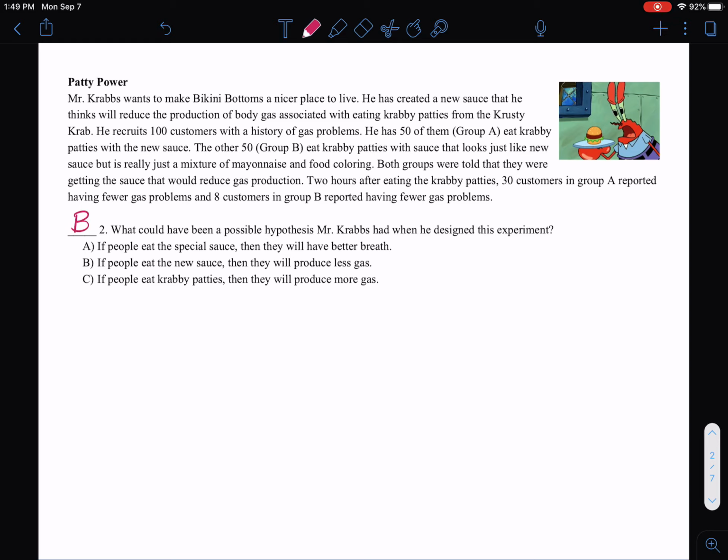So he believes he created a new sauce that will reduce the production of gas. And if people eat the new sauce, then they will produce less gas. The other hypotheses, if people eat the special sauce, then they will have better breath. If he was testing that, yes, that would be a correct hypothesis, but he doesn't want to test breath. He is testing the reduction of bodily gas. And if people eat Krabby Patties, then they will produce more gas. Well, he doesn't want to see if Krabby Patties produce more gas. He already believes that. He wants to see if the special sauce will reduce the amount of gas.